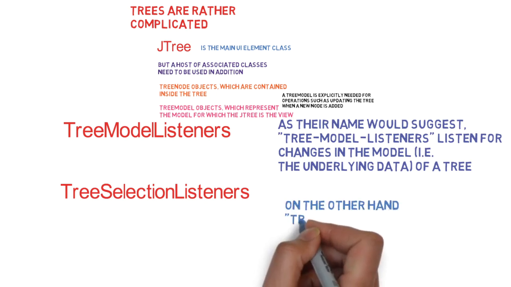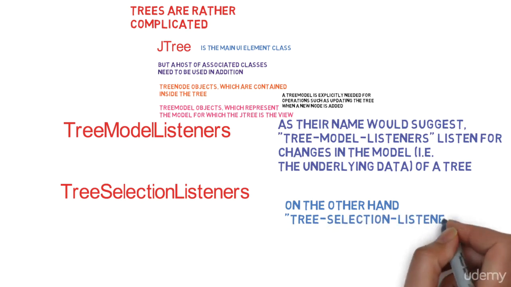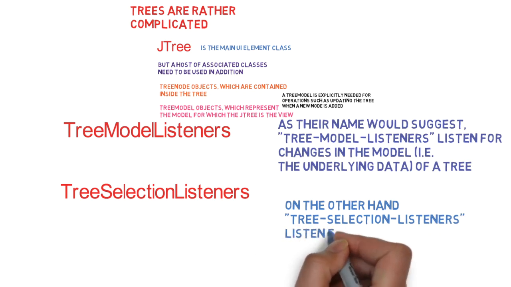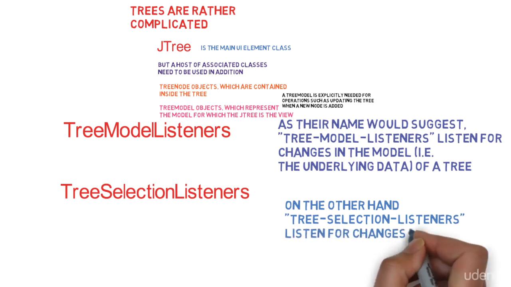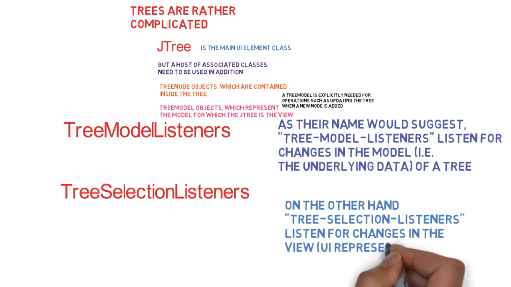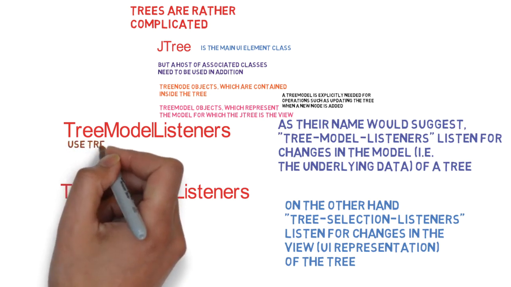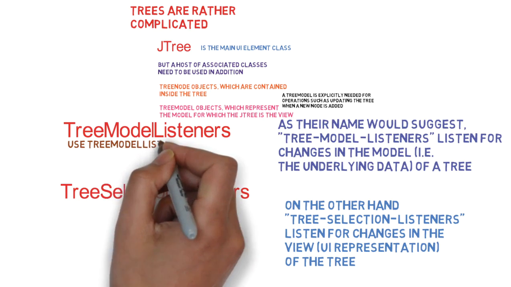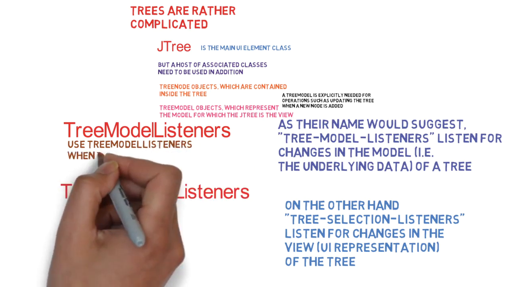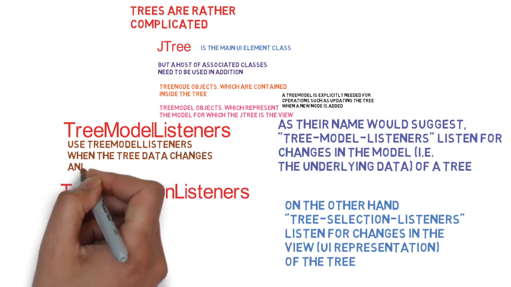Now, the view component of a tree, the actual rendering of a tree, this uses a tree selection listener. Tree selection listeners listen for changes in the view or the UI representation of a tree. So you know that UIs are built using the model view controller paradigm. These are listeners on the model and listeners on the view. So we use tree model listeners when the tree data changes and the tree UI needs to be updated in order for it to be in sync with the underlying data.